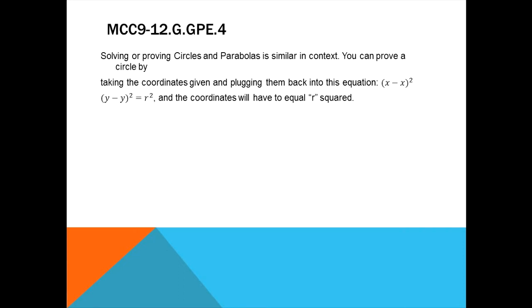Moving on to the next standard. Solving or proving circles and parabolas is similar in context. You can prove a circle by taking the coordinates given and plugging them back into this equation, (x minus h) squared plus (y minus k) squared equals r squared, and the coordinates will have to equal r squared.